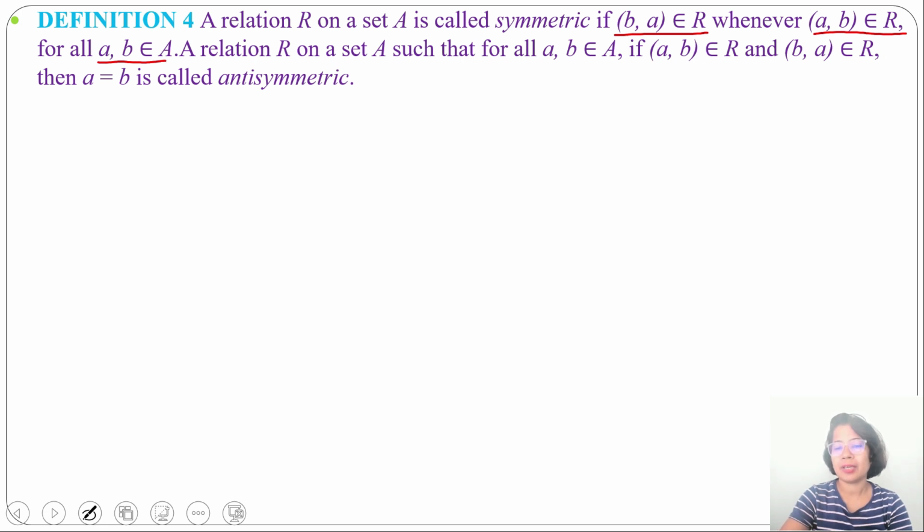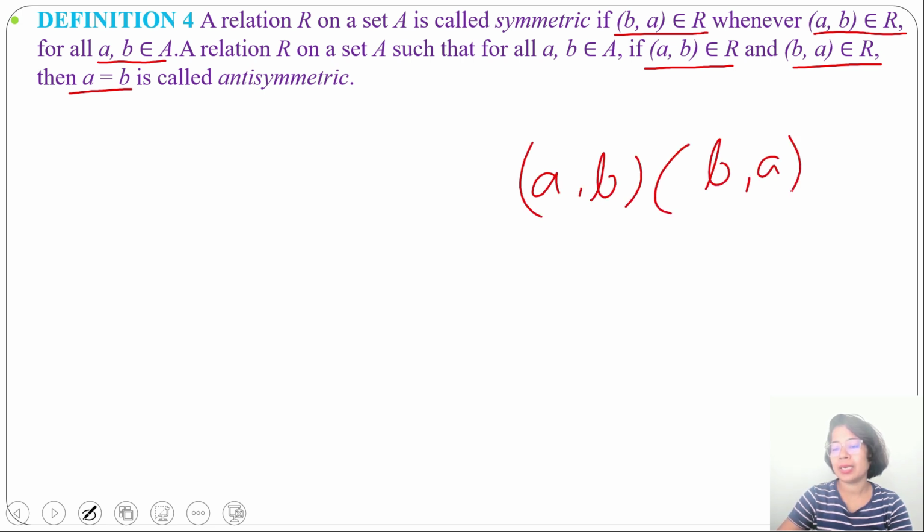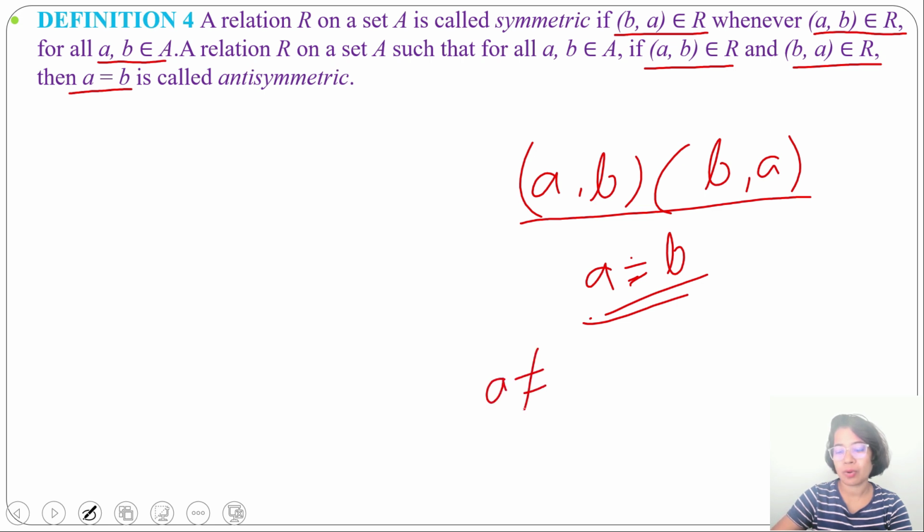A relation R on a set A such that for all a, b belonging to A, if (a,b) belongs to R and (b,a) belongs to R, then a must be equal to b, is called antisymmetric. If (a,b) is present and (b,a) is present in a relation, then a must be equal to b. If only (a,b) is present, it can be antisymmetric. If both (a,b) and (b,a) are present, then a must be equal to b. If a is not equal to b, then (a,b) and (b,a) cannot be present in one relation.